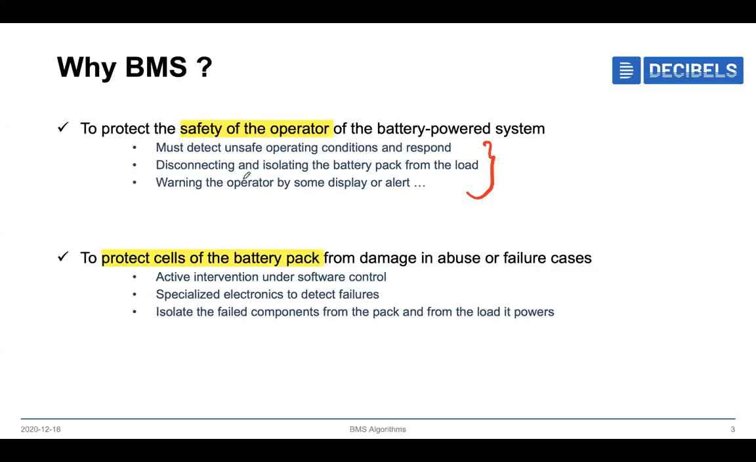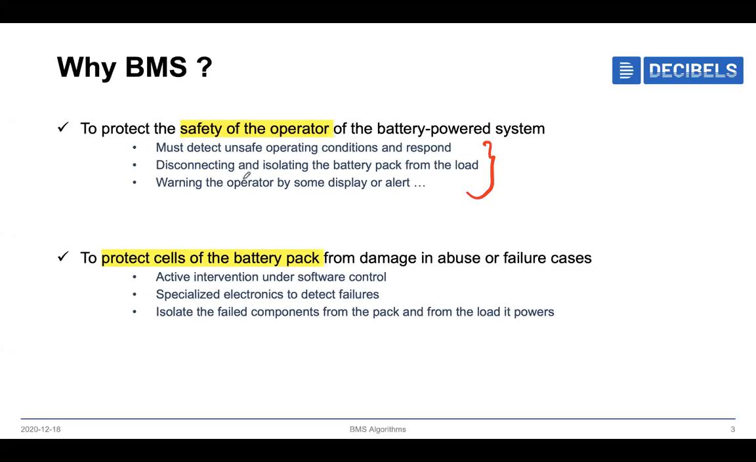And after doing all these things, it has to tell the operator, okay, this is where something is going wrong. So how can it communicate with the operators? For that, it has to show some kind of display, or give some kind of alarms, or make some noise. So this is a secondary functionality of the BMS.